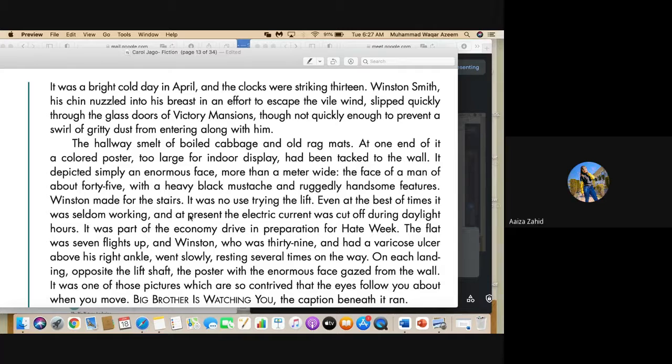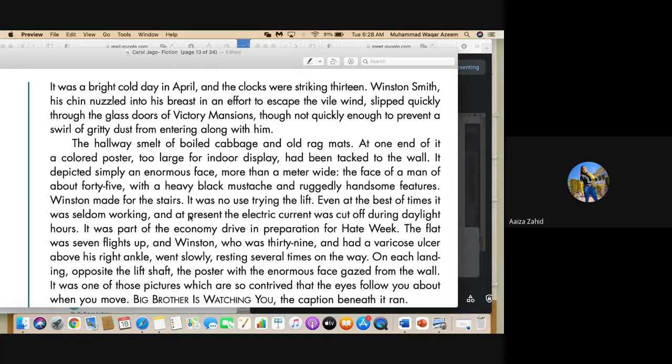Winston Smith, his chin nuzzled into his breast in an effort to escape the wild wind, slipped quickly through the glass doors of Victory Mansions, though not quickly enough to prevent a swirl of gritty dust from entering along with him. The hallway smelt of boiled cabbage and old rag mats. At one end of it, a colored poster, too large for indoor display, had been tacked to the wall. It depicted simply an enormous face, more than a meter wide, the face of a man of about 45 with a heavy black mustache and ruggedly handsome features. Winston made for the stairs.